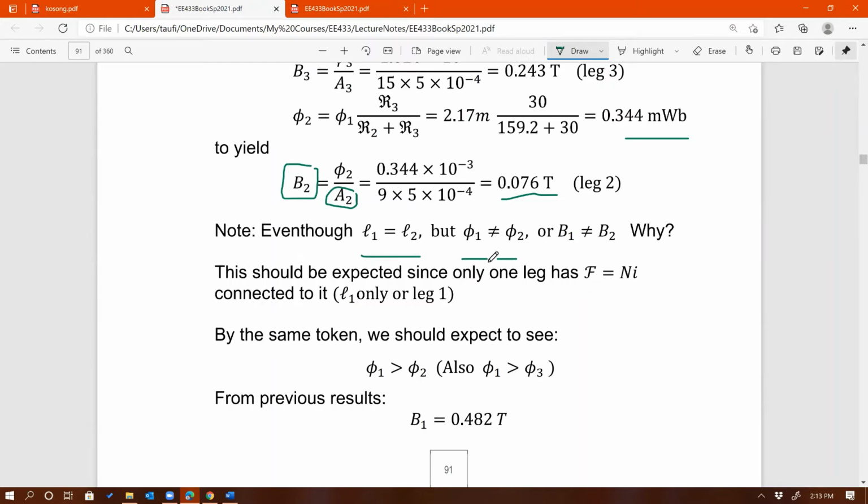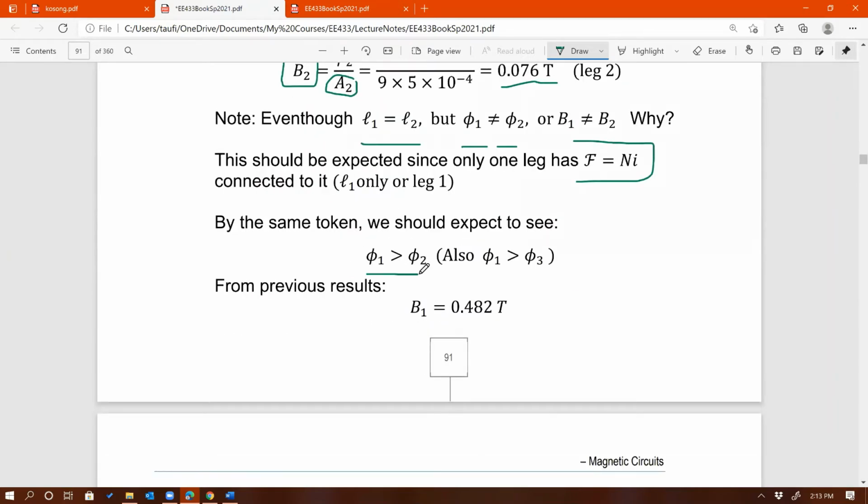Well, as I explained earlier, flux 1 is the total flux, because that's the segment of the core that has the MMF right there. So it should give us the most flux. As we expected before we started this problem, flux number 1 should be larger than flux number 2, and also larger than flux number 3. And the answer that we have here proves that.